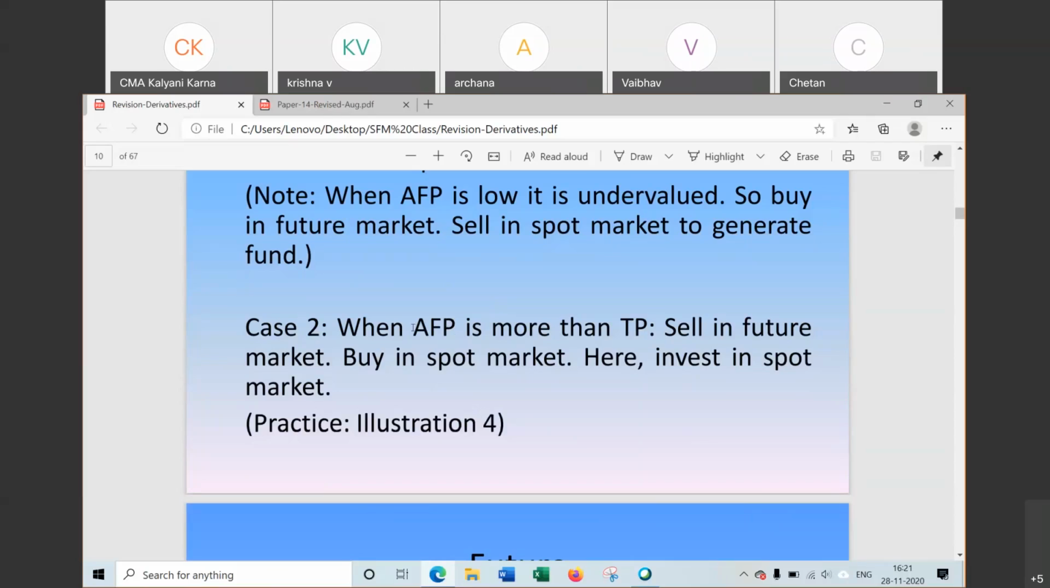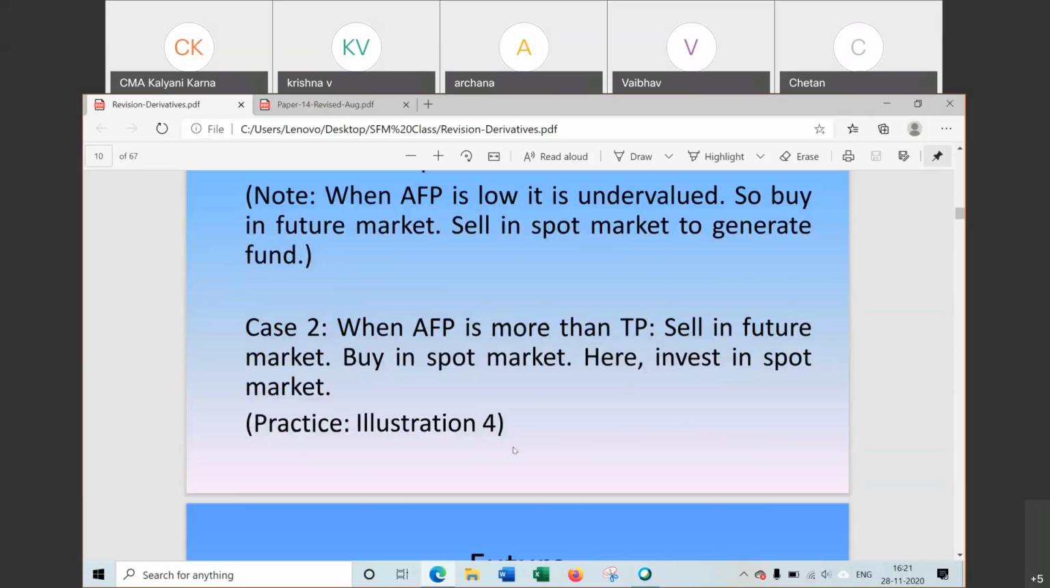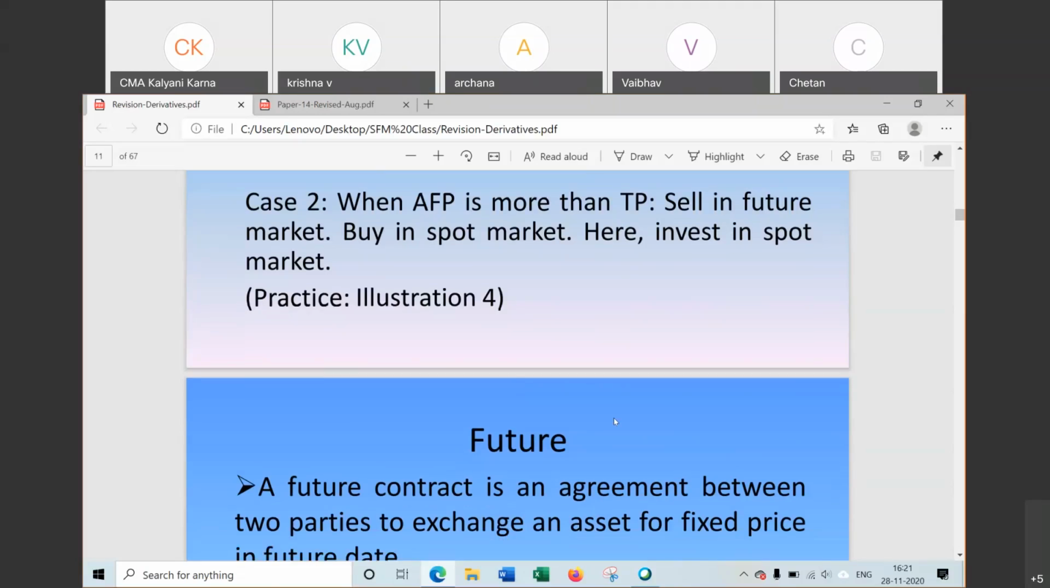Opposite situation, when actual future price is more than the theoretical price, sell in future market. Actual future price is more, the price is more than the fair value, then it is better to sell in future contract. So we will sell in future market and buy in spot market. Illustration 4 is based on this one. So while revising this concept, practice illustration 4. However, illustration 9 is also based on this one. Illustration 5 also carries this point. But this topic starts at illustration 4.